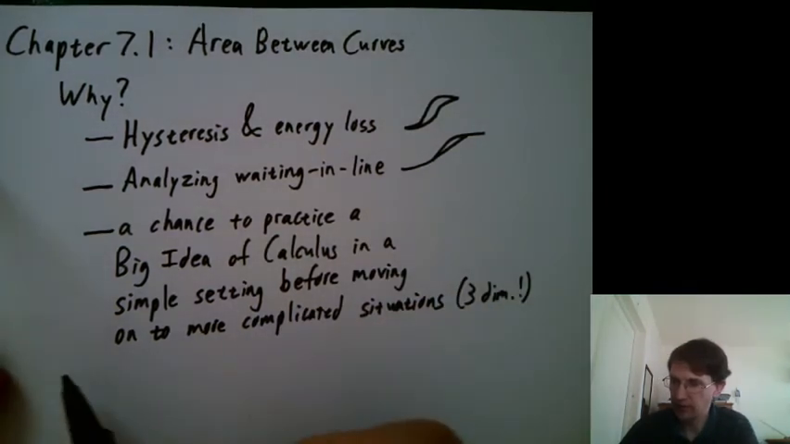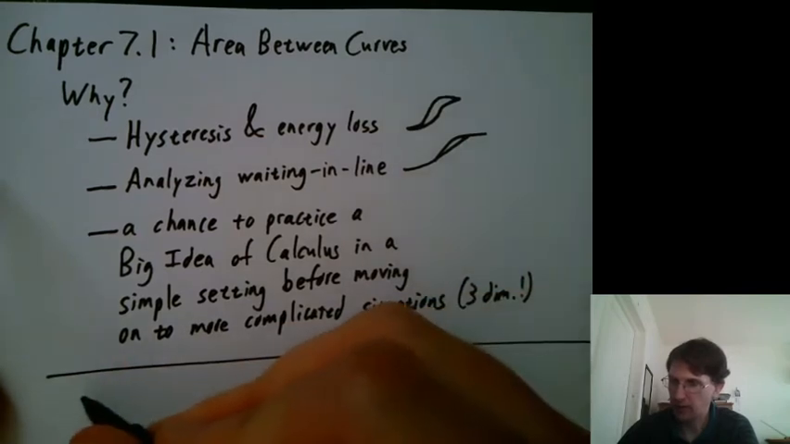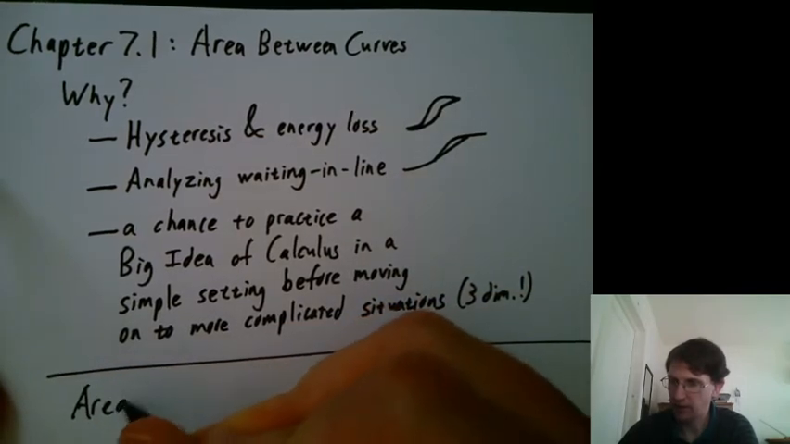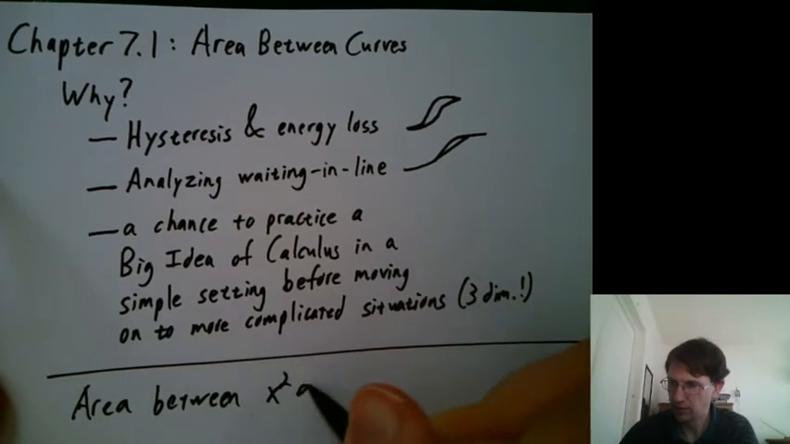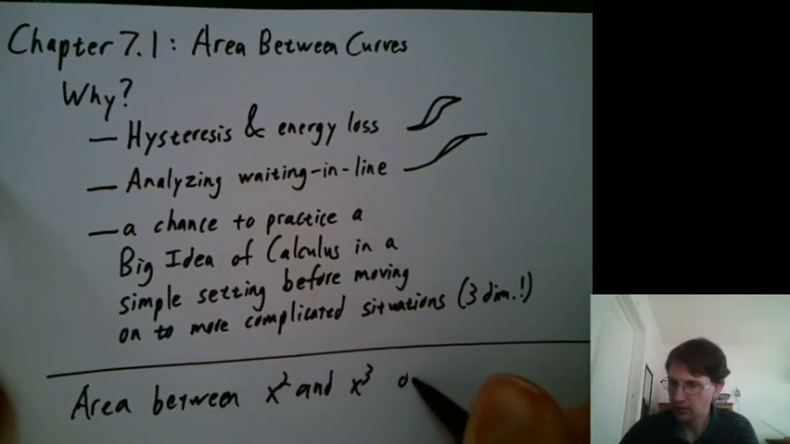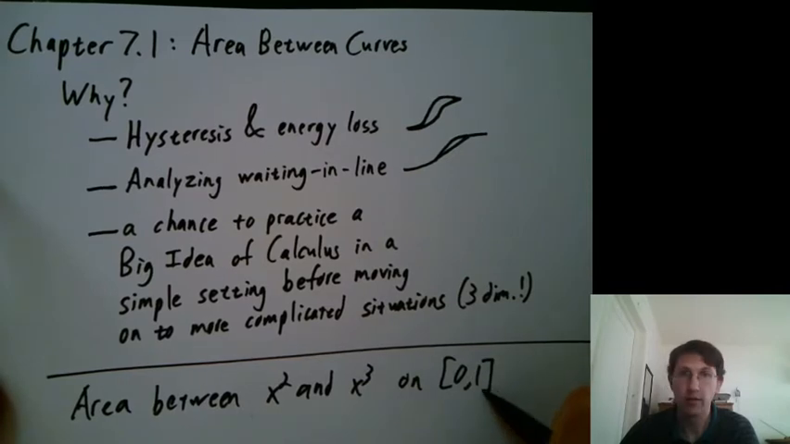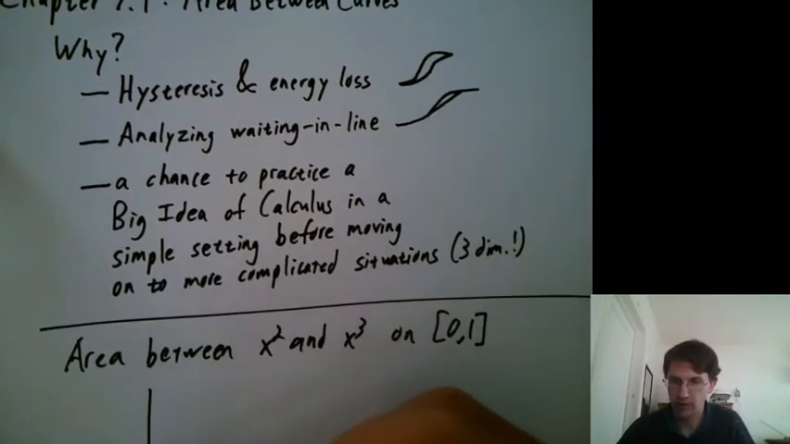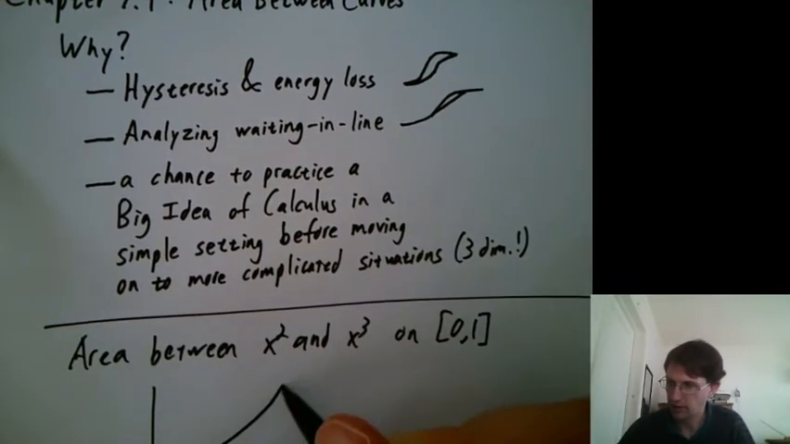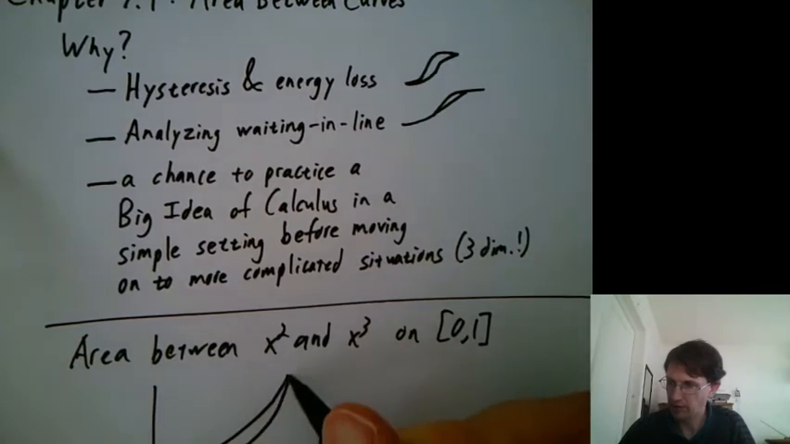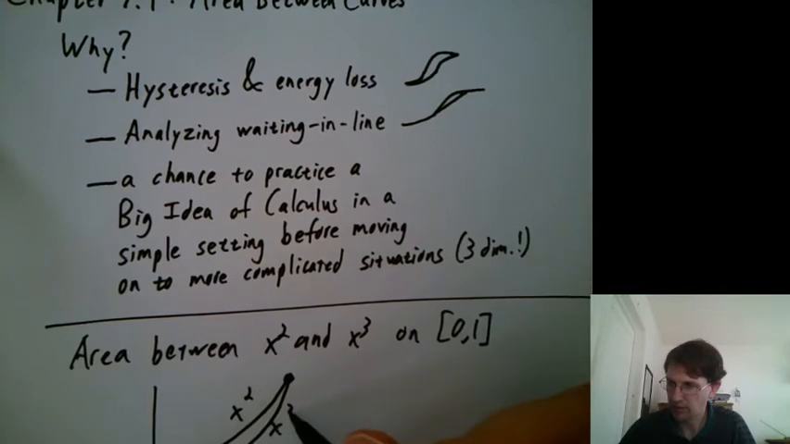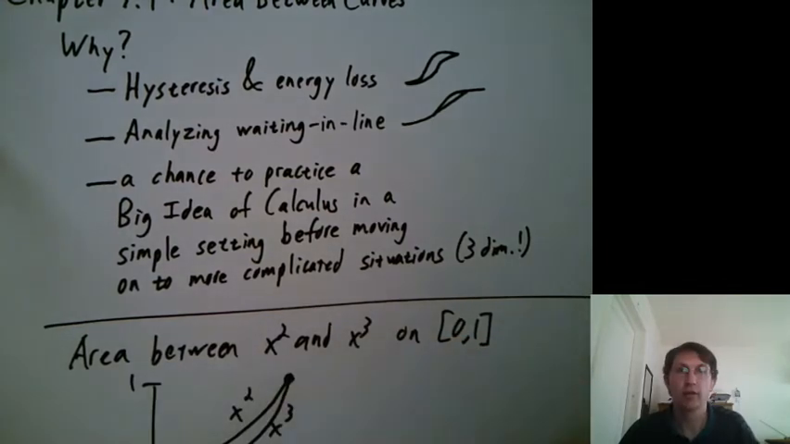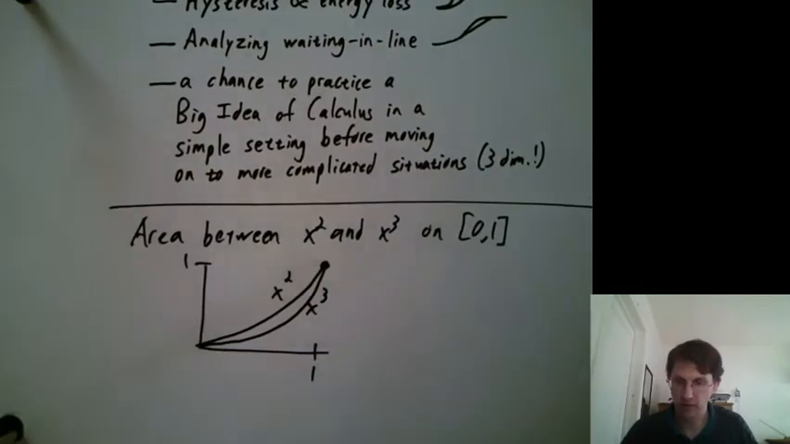Let's start with a fairly simple problem. How about the area between x squared and x cubed on the interval 0 to 1. So the first thing I would do is draw it. X squared looks something like that. X cubed looks something like that. Here's one, x squared, x cubed. So what's the area between those?